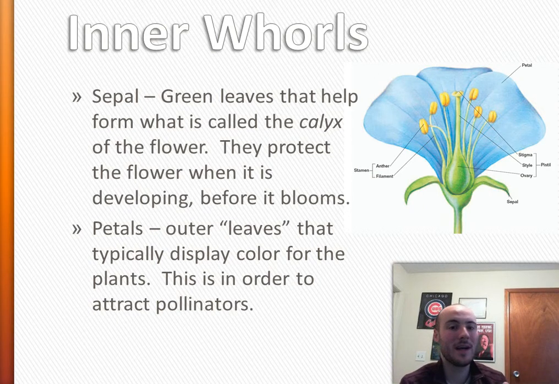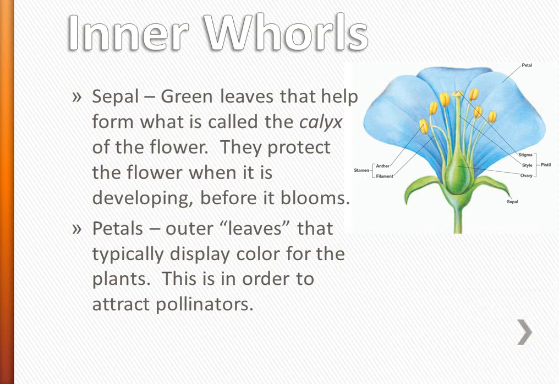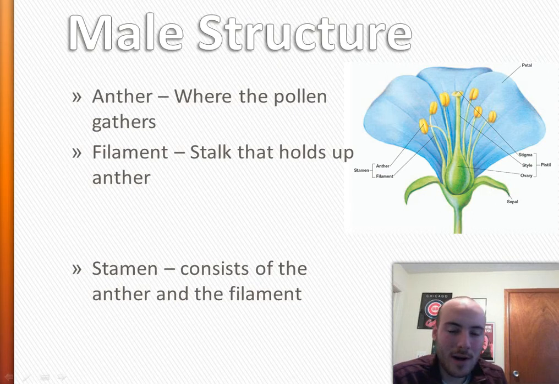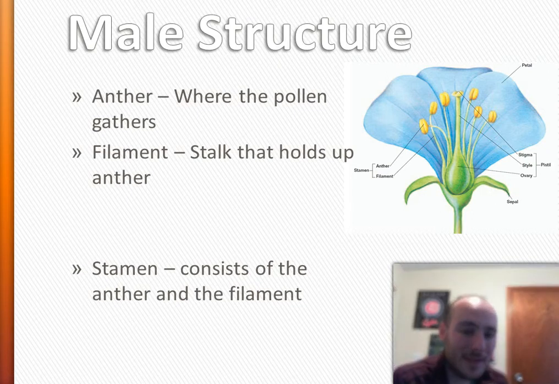before it blooms. Now, the colorful part that we all notice of the flower are the petals. They're actually technically leaves. They're specialized leaves. And they typically have the attractive colors to attract pollinators. Alright, so now we're going to work our way into the actual reproductive parts of the plant.